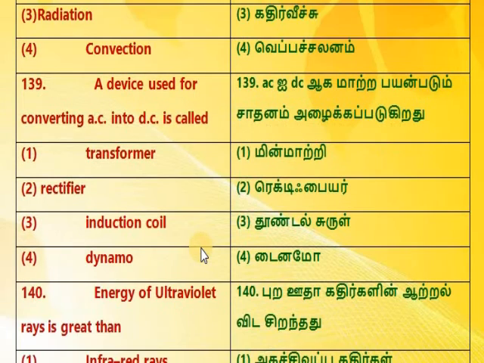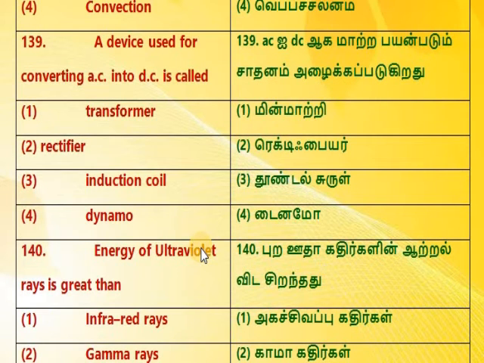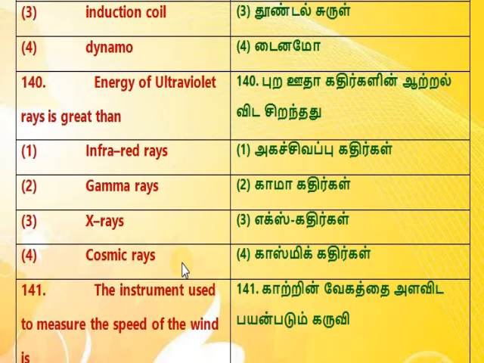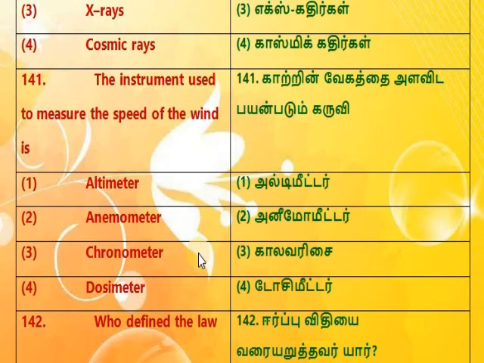4. Convection. 139. A device used for converting AC into DC is called: 1. Transformer, 2. Rectifier, 3. Induction coil, 4. Dynamo. 140. Energy of ultraviolet rays is greater than: 1. Infrared rays, 2. Gamma rays, 3. X-rays, 4. Cosmic rays.